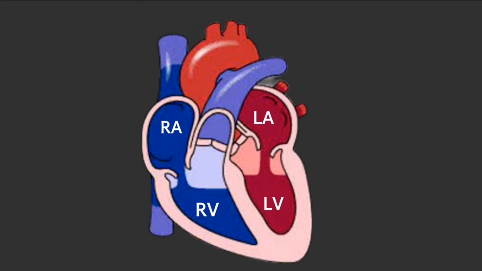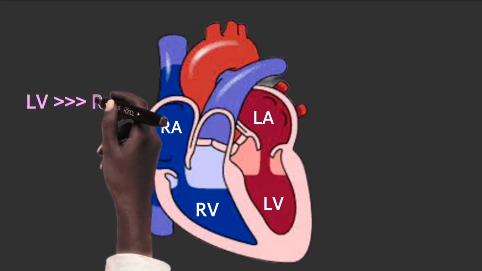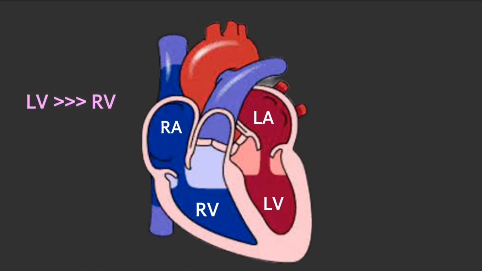Now, as you will see soon, the right ventricle pumps blood to the lungs, which is only a short distance away from it. But the left ventricle pumps blood to destinations which are very far away from it. Hence, its wall has to be robust for this task, and so this explains why the left ventricular muscle is thicker and more robust than the right ventricular muscle.